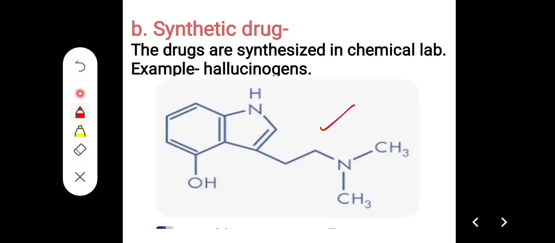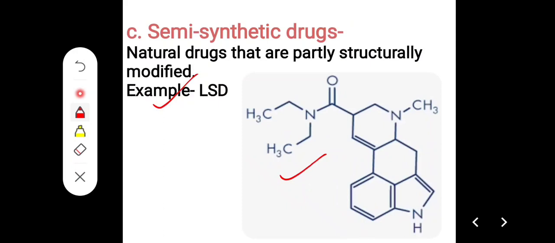Now synthetic drug: it is synthesized in a chemical lab, artificially, for example a hallucinogen. This is the structure of the hallucinogen. Next, semi-synthetic: it comes from natural sources but is partly structurally modified. Their structure is modified and then they are used as a drug, for example LSD.